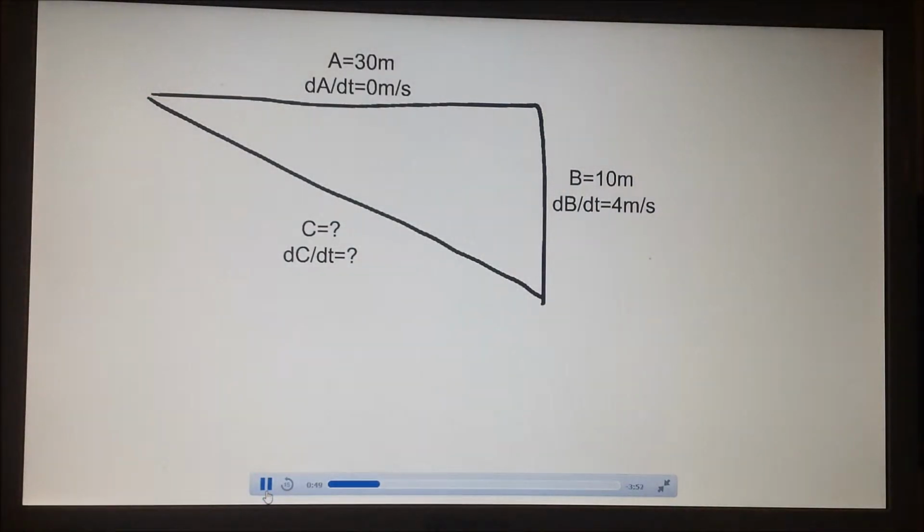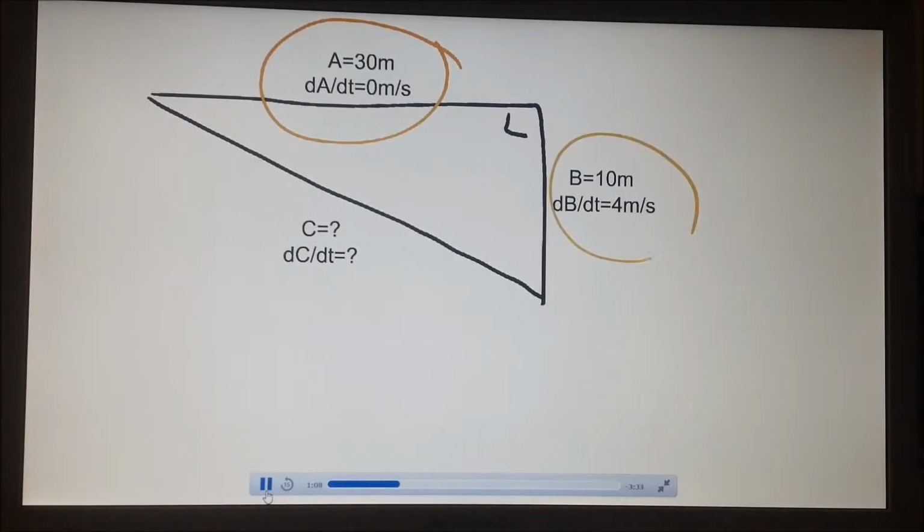This is the same problem but set up as if it were a right triangle. I labeled each side as A, B, and C. We know that A is 30 meters and dA/dt, or the change in distance compared to time, is 0 meters per second. We know that B is 10 meters and that the change in distance compared to time is 4 meters per second. We do not know C, or what the change in distance per time is.